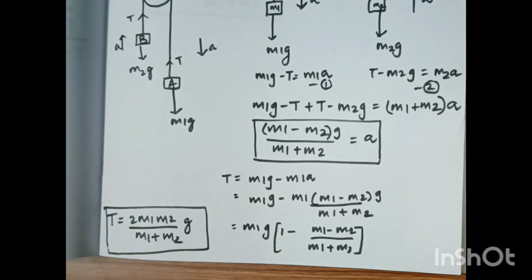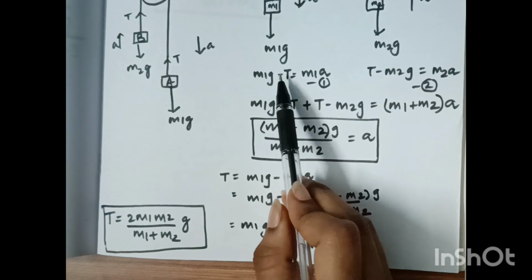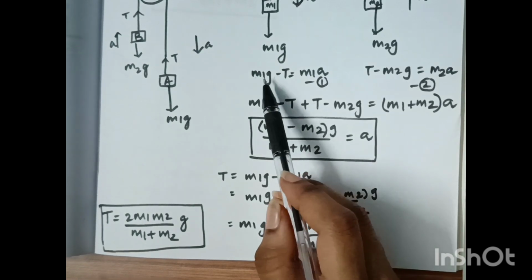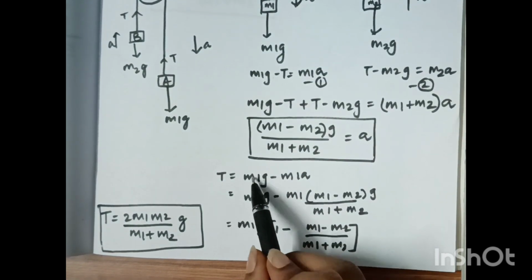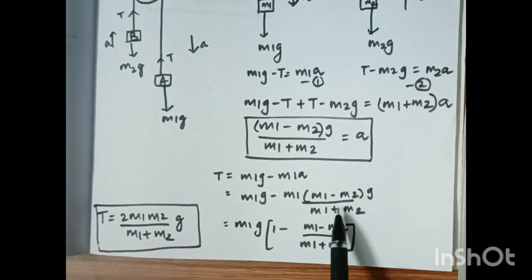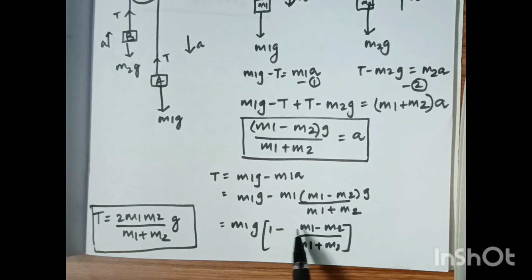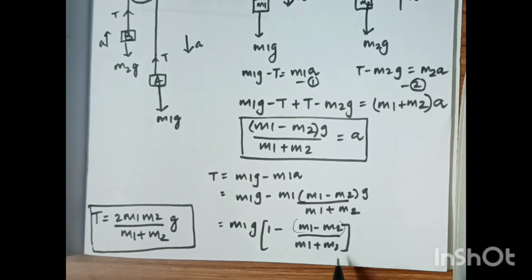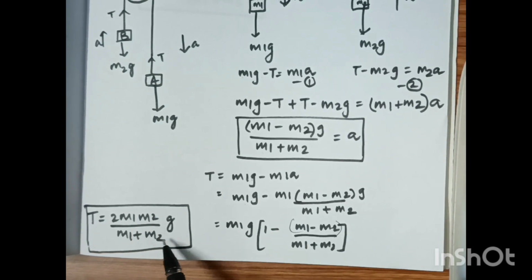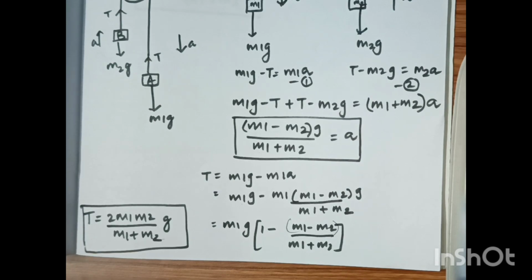Let us see how we are finding tension. Already we have written m1g minus T equals m1a. This equation I am rewriting like this: T equals m1g minus m1a. So m1a I have already found, that is (m1 minus m2)g by (m1 plus m2). Now m1g I am taking commonly out, so 1 minus (m1 minus m2) by (m1 plus m2). On simplifying this equation, we get T equals 2 m1 m2 by (m1 plus m2) into g. This is the expression for finding tension in this case.